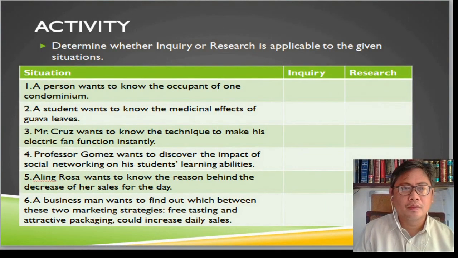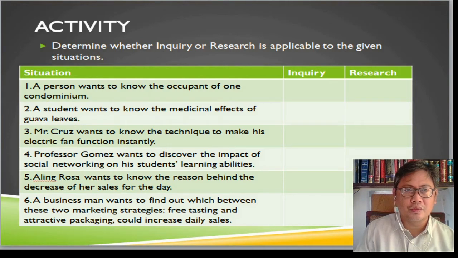Time's up. So let's answer the following situations, whether it is an inquiry or a research. Number one, a person wants to know the occupant of one condominium. That is an inquiry. A student wants to know the medicinal effects of guava leaves. That is a research, correct? Mr. Cruz wants to know the technique to make his electric fan function instantly. That is an inquiry. Professor Gomez wants to discover the impact of social networking on his students' learning activities. That is a research.